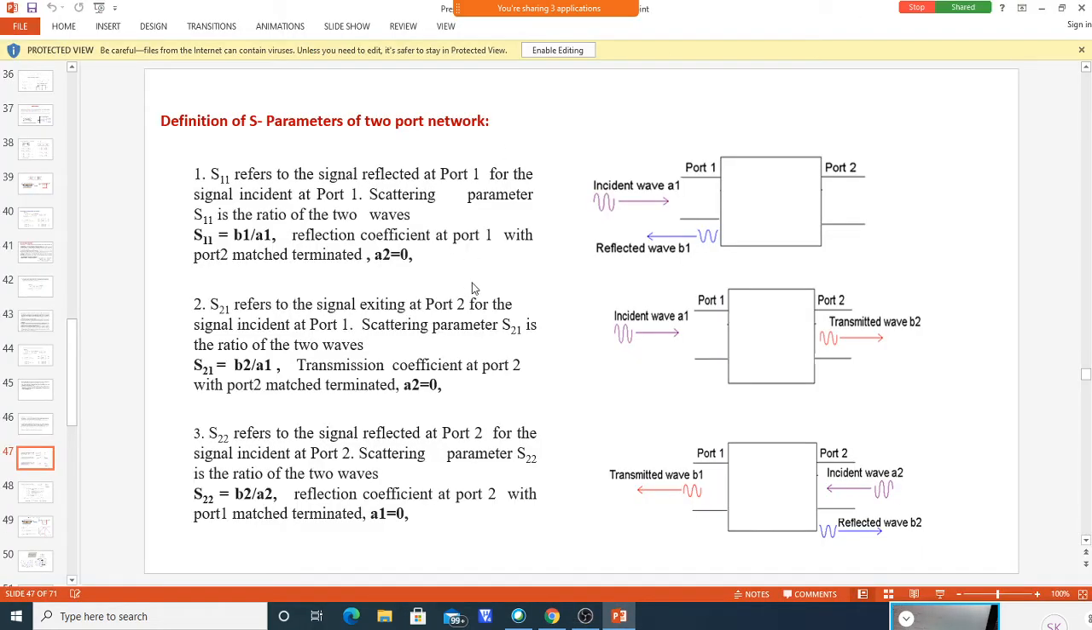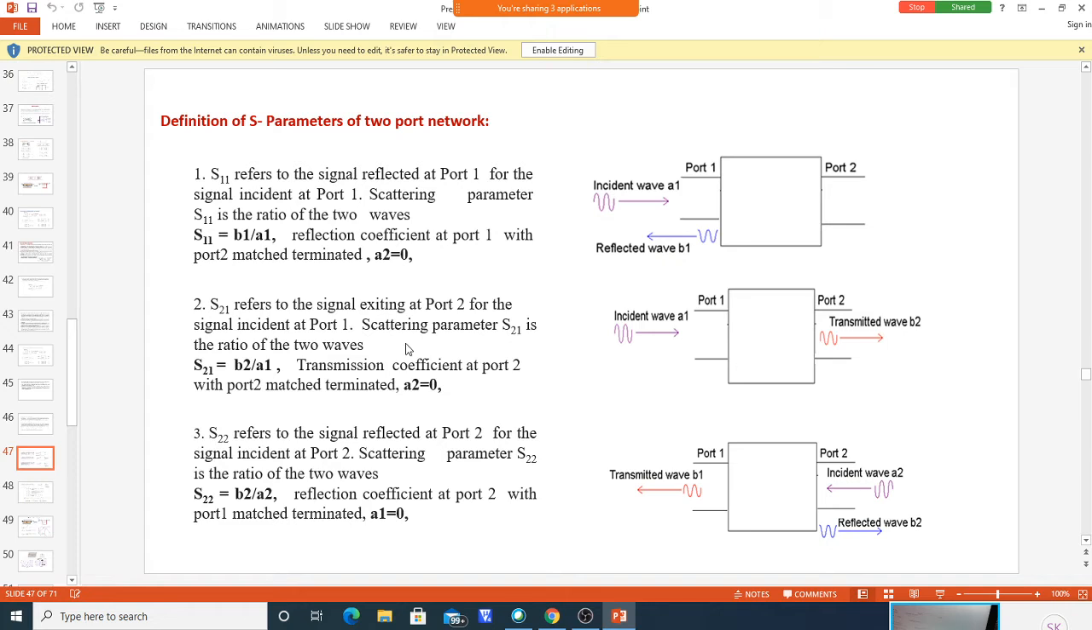In the previous class, I was telling you about S parameters, which means scattering parameters. Here are the scattering parameters. They can be represented in the form of a matrix. That is our main advantage of scattering parameters, and these parameters are used to study the properties of networks at RF and microwave frequencies.